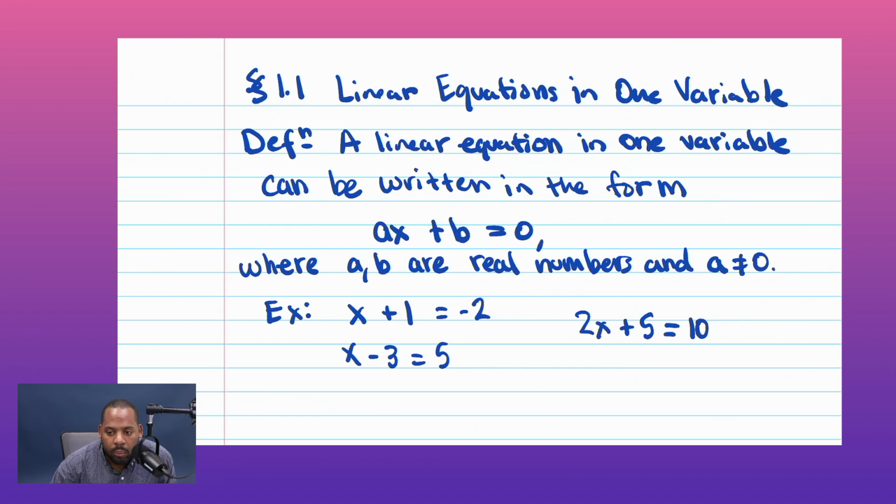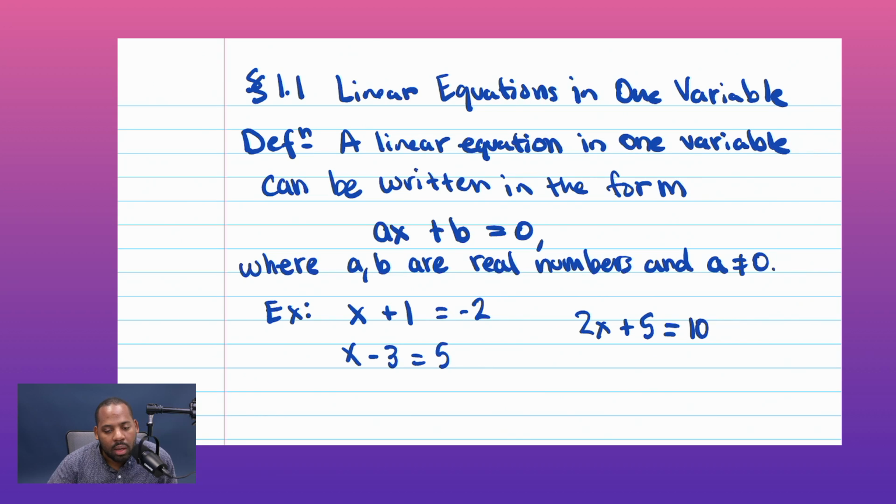And so I want you to be aware of that bottom condition, a is not 0. That condition is very important because if a is 0, then notice I have 0x, and then I won't have a variable at all. So that bottom condition is very important. So now that we have a definition of a linear equation in one variable, let's learn how to solve.